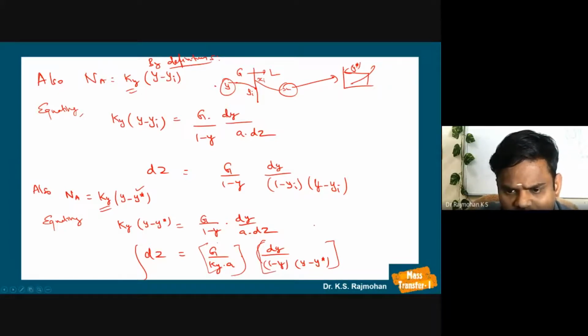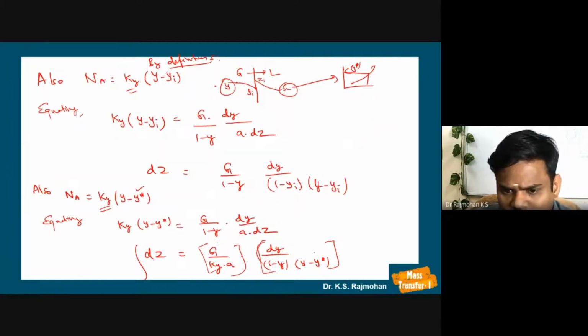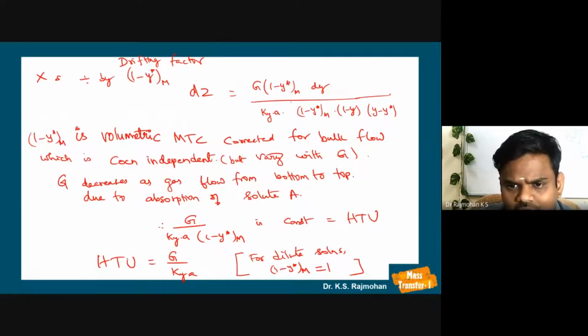Okay, so if you are introducing a factor called the drifting factor, 1 minus y star logarithmic mean, we can multiply and divide and rewrite this expression. That is, in the previous expression we are multiplying and dividing by the drifting factor called 1 minus y star logarithmic mean. So if we do so and rearrange, we will have two terms.